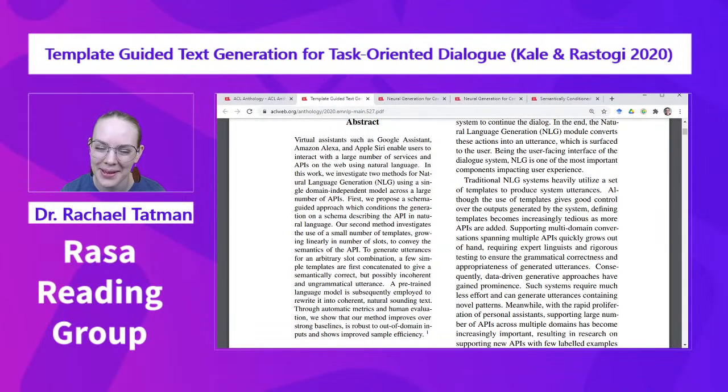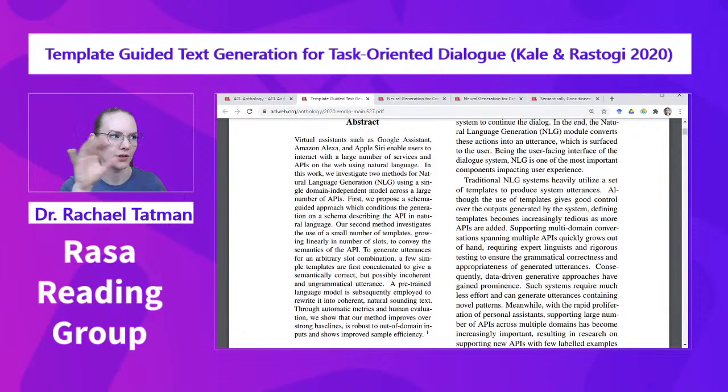You'd probably walk, but to generate utterances for an arbitrary slot combination, a few simple templates are first concatenated to give a semantically correct, but possibly incoherent and ungrammatical utterance. So if you're asking for multiple slots, we're just going to take our existing templates, squish them together.